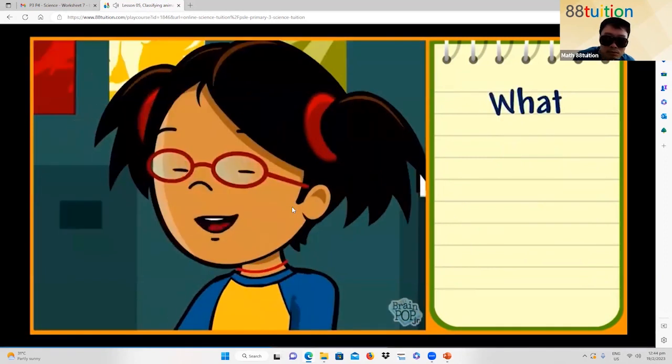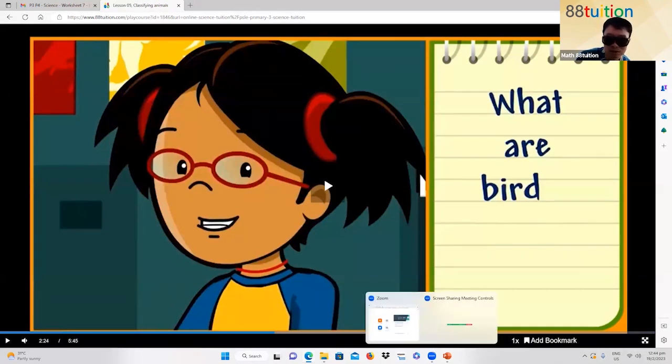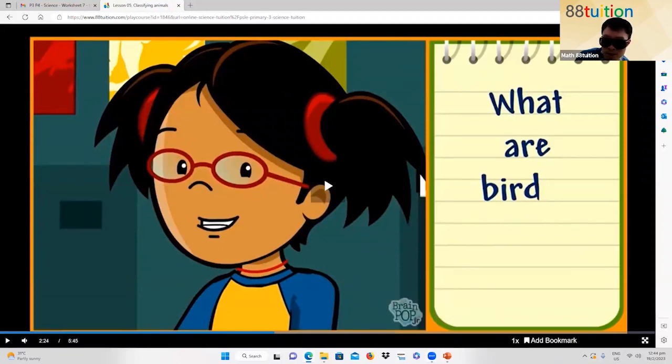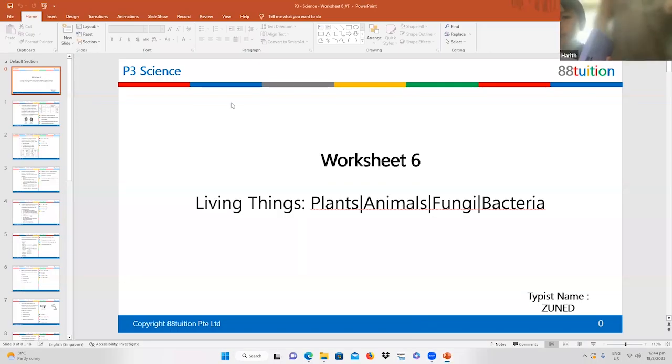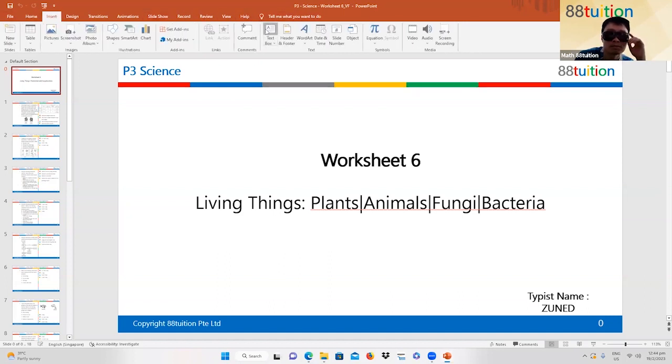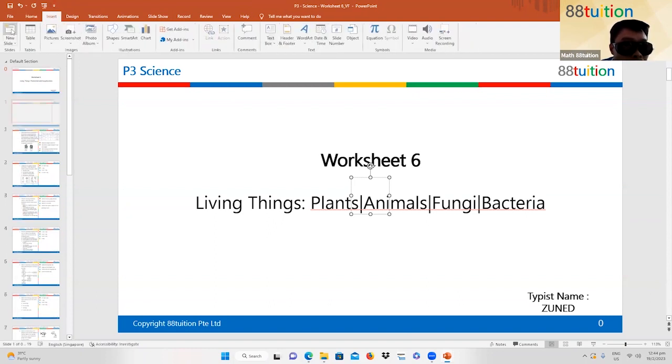But what are birds? Okay, Haris, just now we studied, this little girl taught us something about mammals already. So if you look at this, which one is this? Worksheet 6, all right? Haris, can you copy the side notes down? Remember that time I told you that you got to prepare a notebook. Wait, what did I just press? Shape format, I need to insert a new slide, yeah?